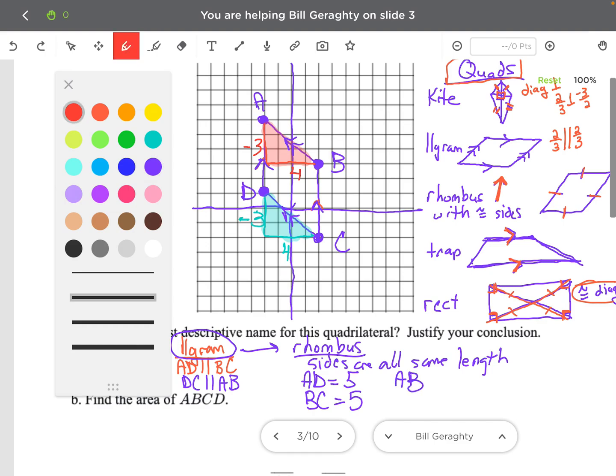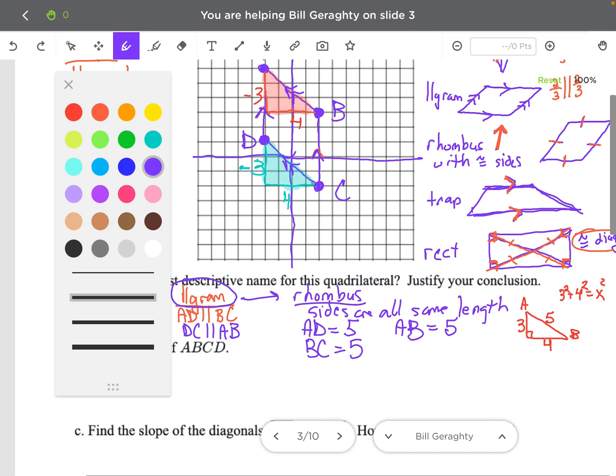To do that, I'm going to use that red triangle, and I'm going to use Pythagorean's theorem. So I would do 3 squared plus 4 squared is equal to the hypotenuse squared. And if you go through and do this, this is actually just a 3, 4, 5. Okay, so this is my AB, my red triangle. I pulled out my red triangle, and we can see that AB has a length of 5.